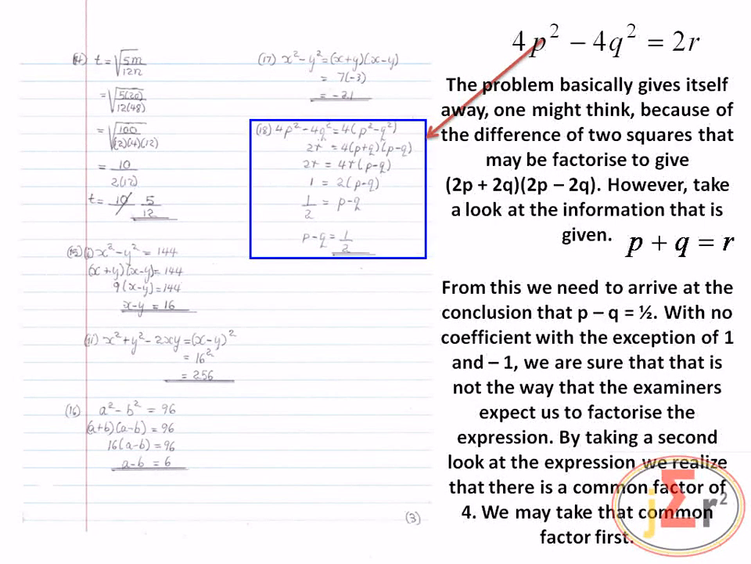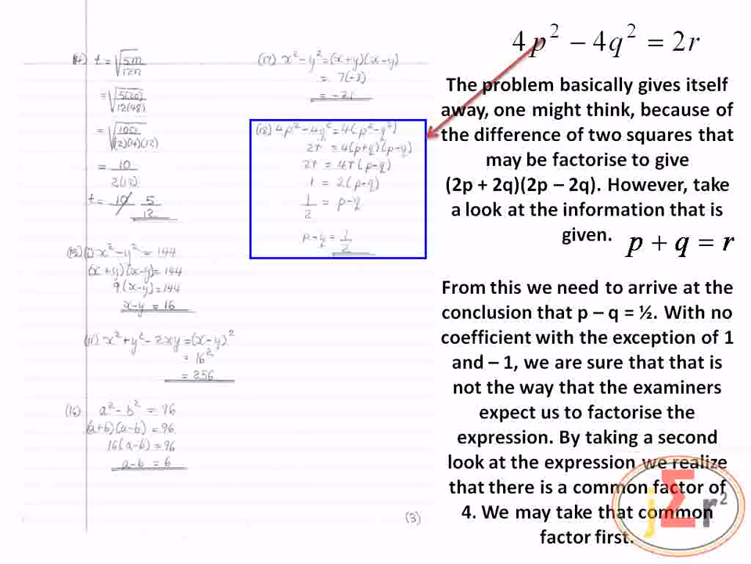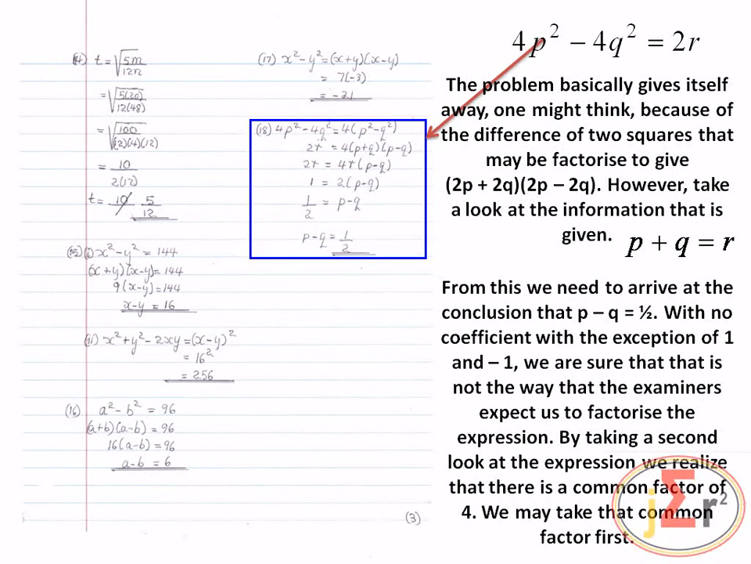With no coefficient, with the exception of 1 and -1, we are sure that it is not the way that the examiners expect us to factorize the expression. By taking a second look at the expression, we realize that there's a common factor of 4. We may take that common factor first. So we may take out 4 as a common factor first.